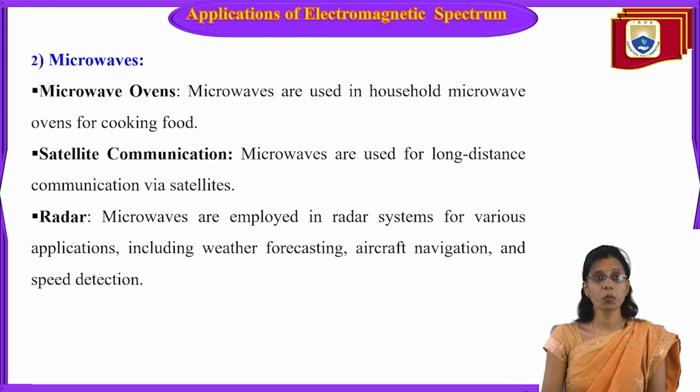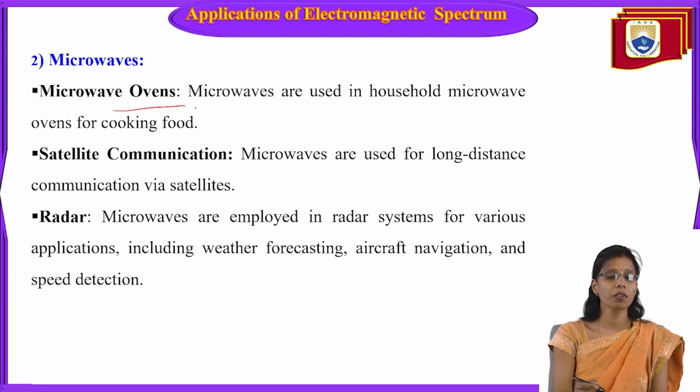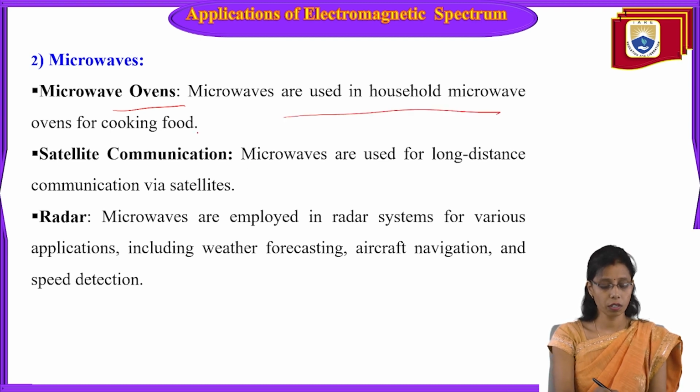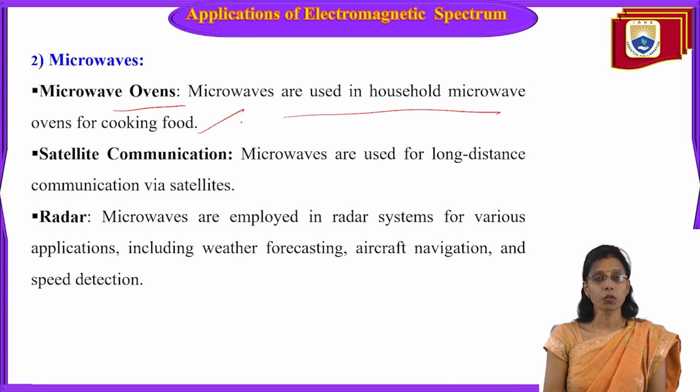Now, when we talk about microwaves and how we use them in our day-to-day life, microwave applications are also very extensive. The first is microwave ovens, which we use daily. Microwaves are used in household microwave ovens for cooking food. In this region, this radiation is used for the cooking purpose.